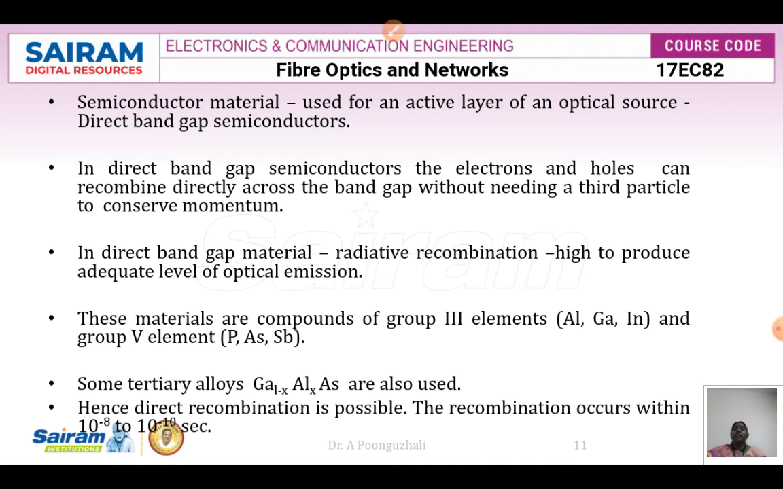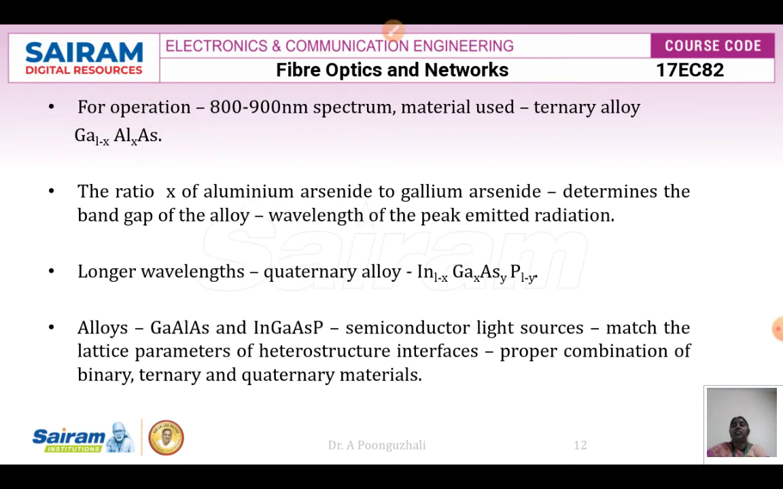So the materials that can be used for doping can be either group 3 elements or group 5 elements. The ternary alloy we are going to use is gallium aluminium arsenide, that is gallium 1-x, aluminium x and arsenide. Depending upon the combination of x and 1-x, the ternary alloys can be formed. Ternary means three elements we mix to form the semiconductor material. In this alloy, direct recombination is possible, and the recombination can occur from 10 power minus 8 to 10 power minus 10 seconds.